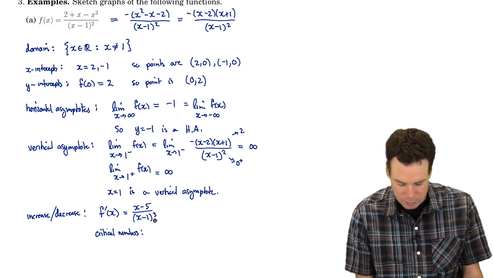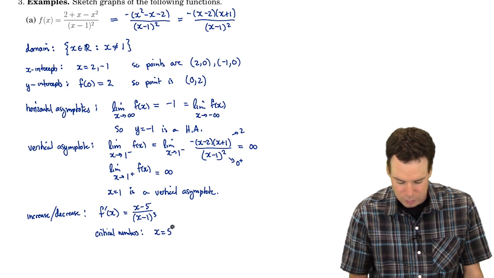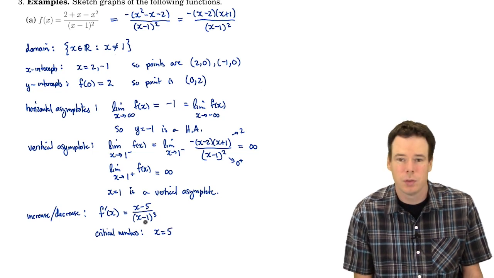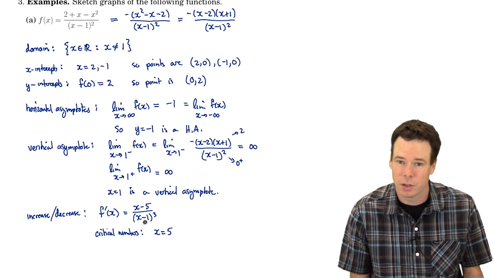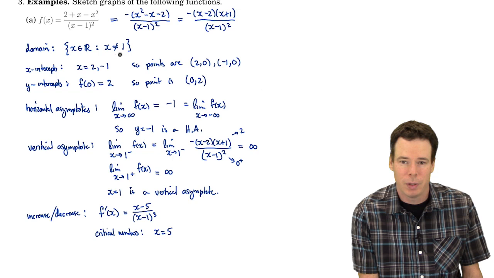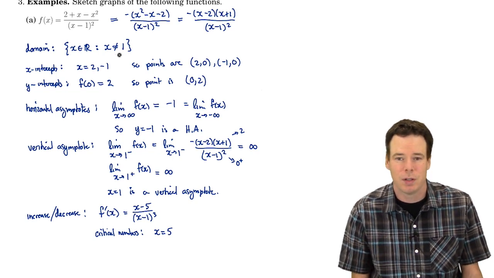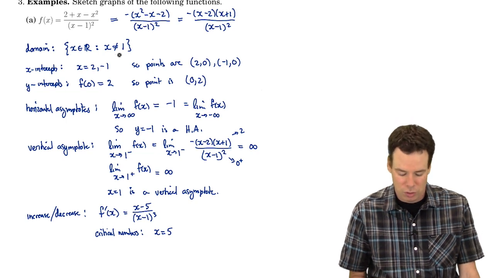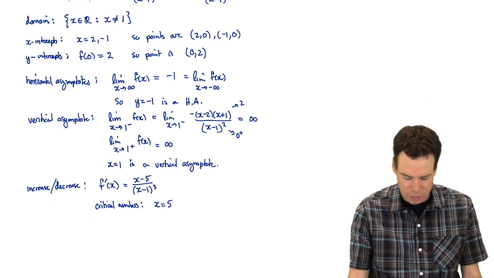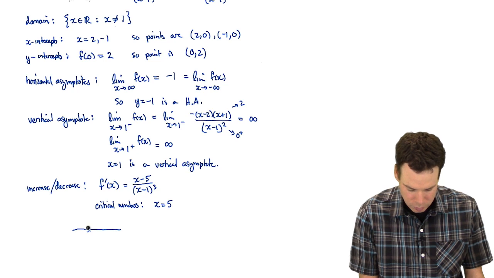Where is it 0? It is 0 when the numerator is 0 in this case. So that's x equals 5. We also know that the function's undefined at 1. That's not a critical number, though. Remember, a critical number's got to be in the domain, and we already know that 1 isn't in the domain. However, we still do want to consider it because there could be a sign change. As we pass over that value that's not in the domain, the derivative could change sign. So let's go ahead and work out a sign chart. I'll draw a horizontal real number line here. I use a little x to denote that this number is not in the domain.